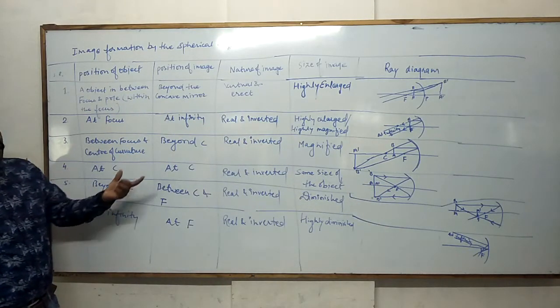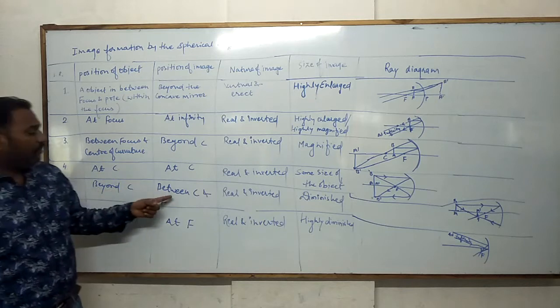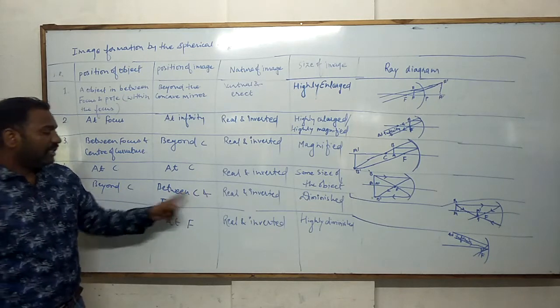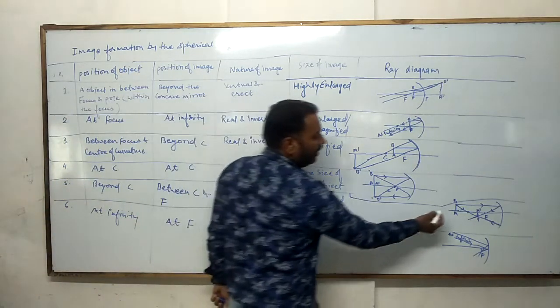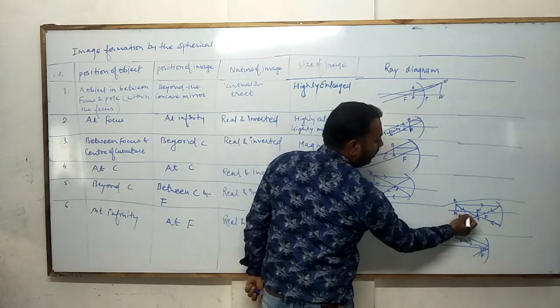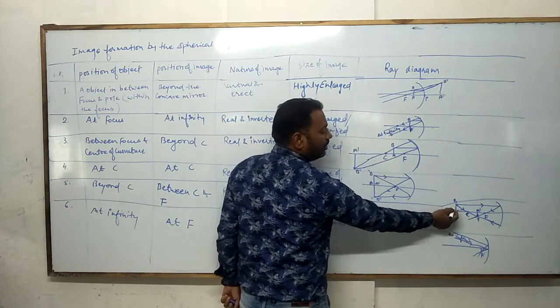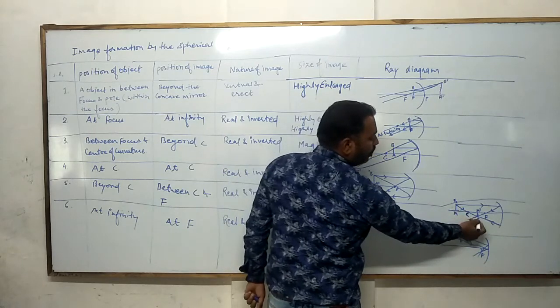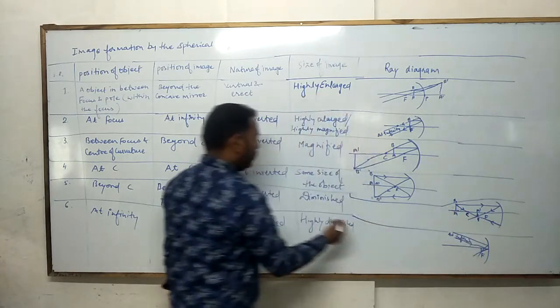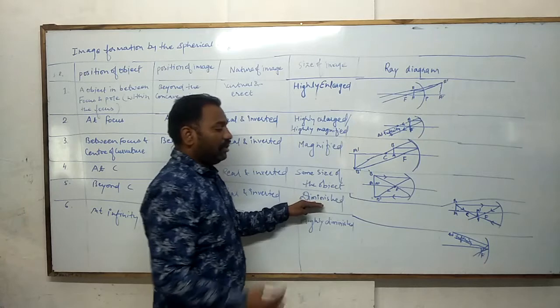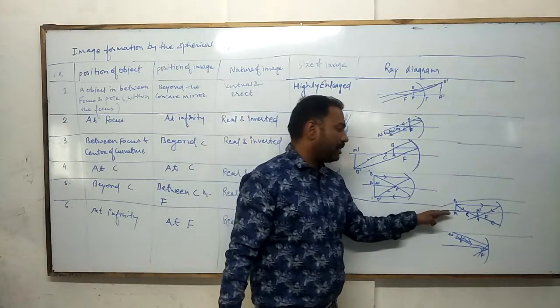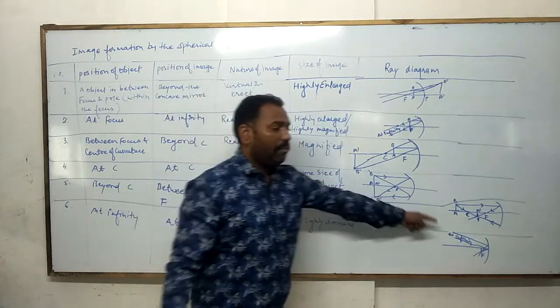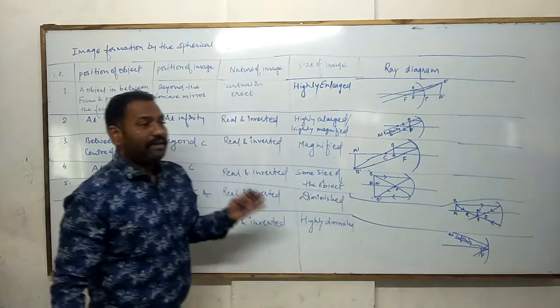Now if we keep the object beyond C, then the image is formed between C and F. Look, this is C, and beyond C I kept this position of the object and the image forms here. But now the image is somewhat diminished. It is smaller in size in comparison to the object. That's why it is formed between the center of curvature and F.